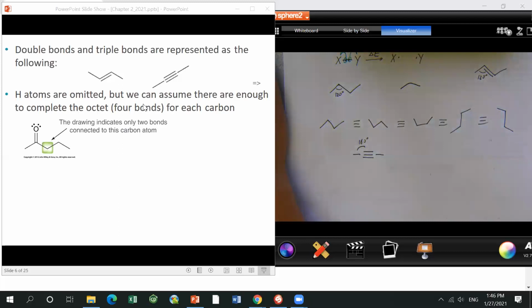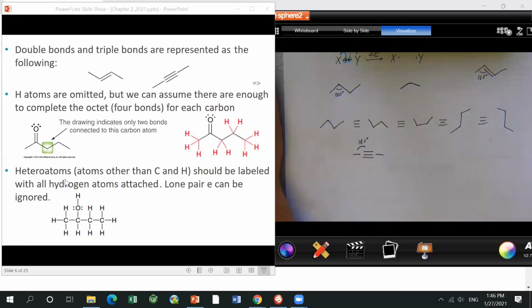When you draw the line angle structure, you should be able to convert it back to Lewis structure. You should have an idea how many hydrogens are attached to individual carbons. For example, this highlighted one has two carbon bonds, so this carbon should connect with two hydrogens. You can convert the line angle structure to Lewis structure, and the Lewis structure to a line angle structure.